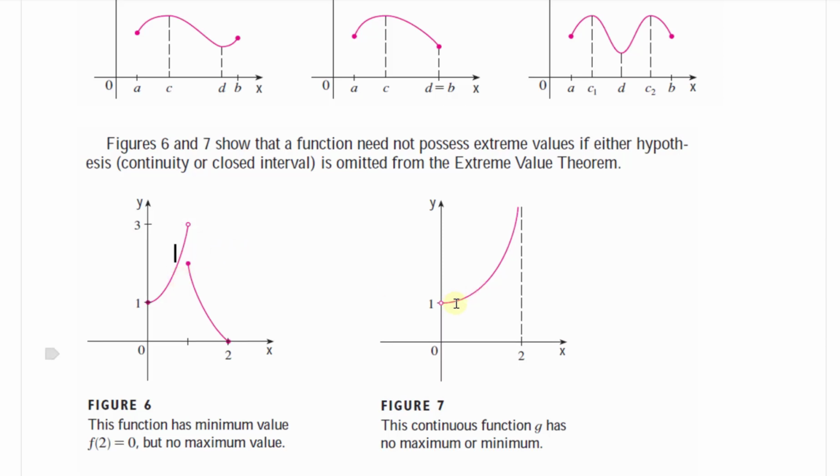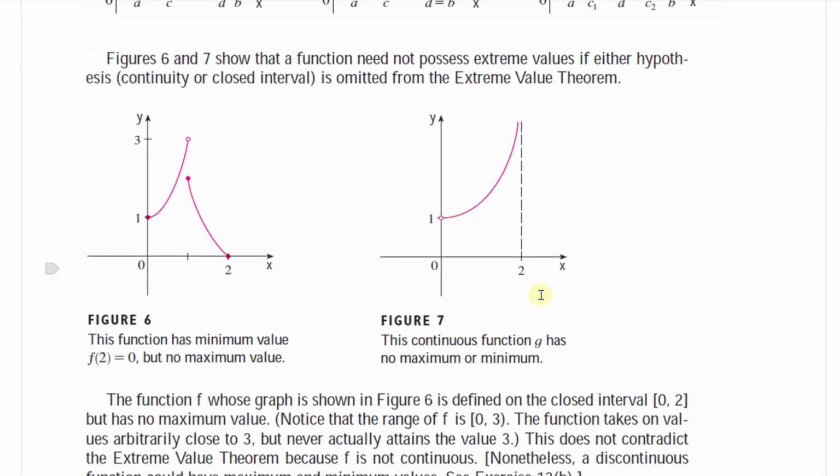And over here, this is a continuous function. G has no maximum or minimum. Yeah, it's continuous. It keeps going up, and there's no minimum here. This is an open interval. It doesn't have a point there, and this one goes to infinity, so it never actually reaches that value. And here, this function has a minimum value f of 2 equals 0. That's over this one, but no maximum value. This is an open interval.